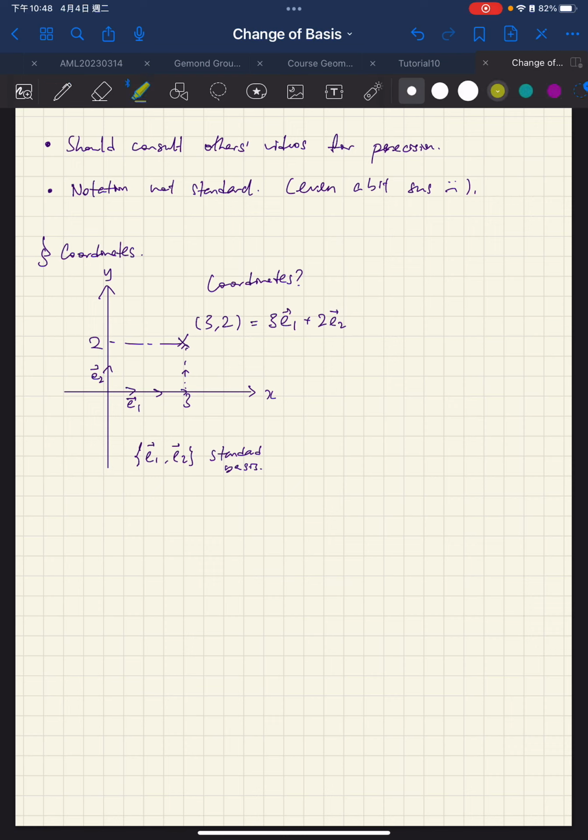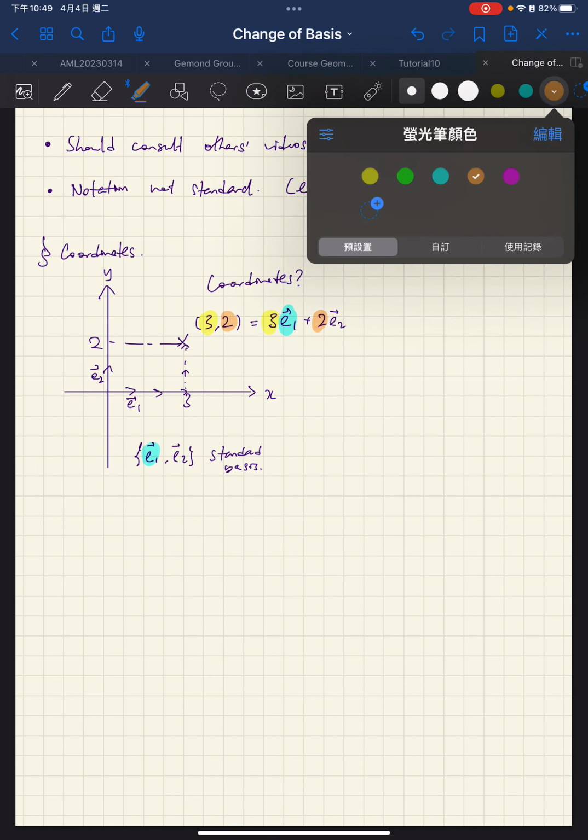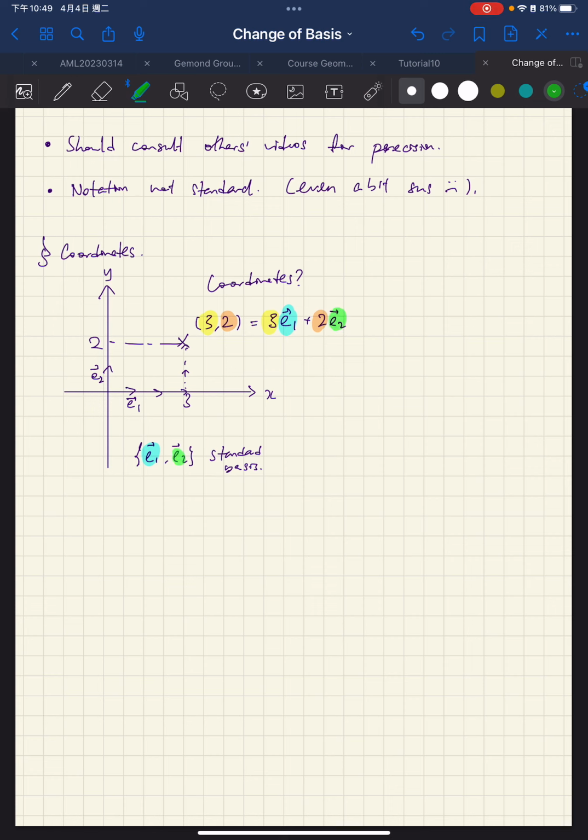So in fact, this 3, 2 is not something we just randomly read from the coordinates and fill in. The 3 here is a coefficient corresponding to the first vector, and the 2 here is the coefficient corresponding to the second vector.